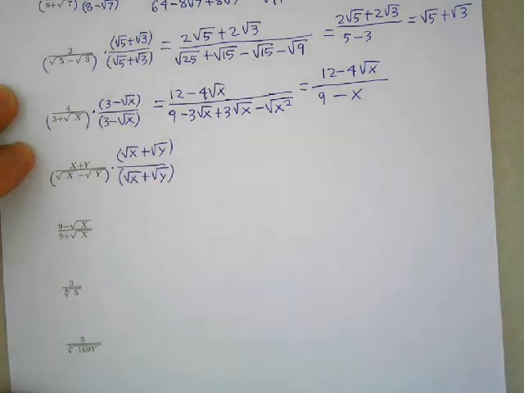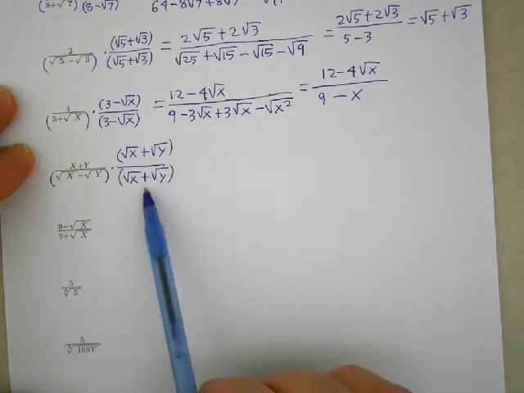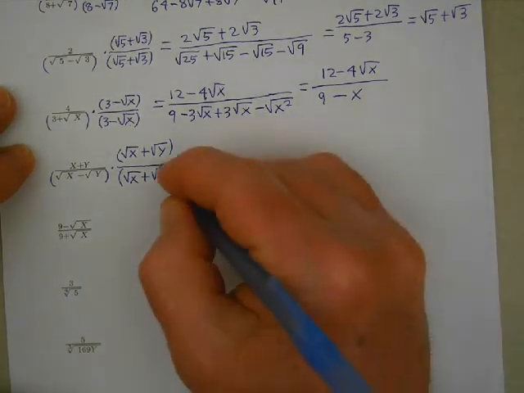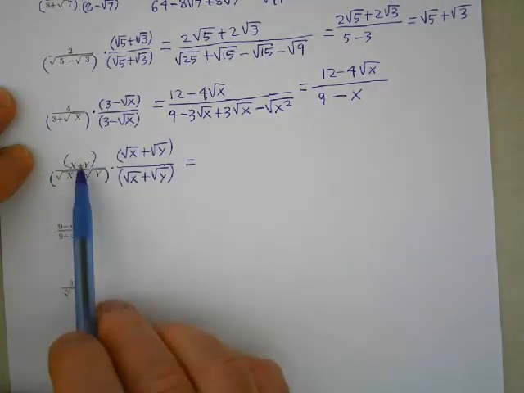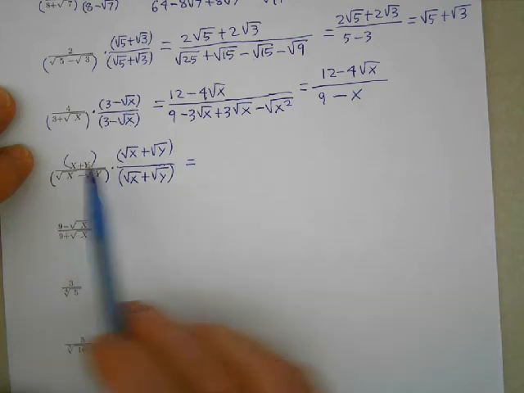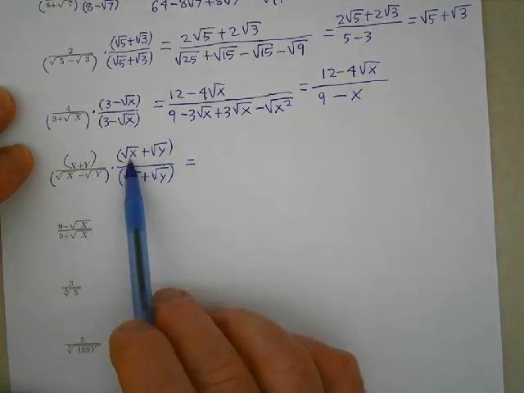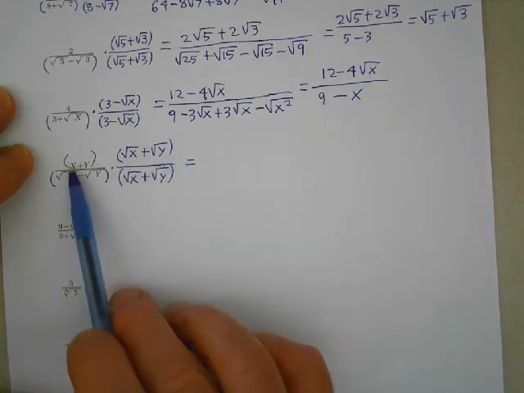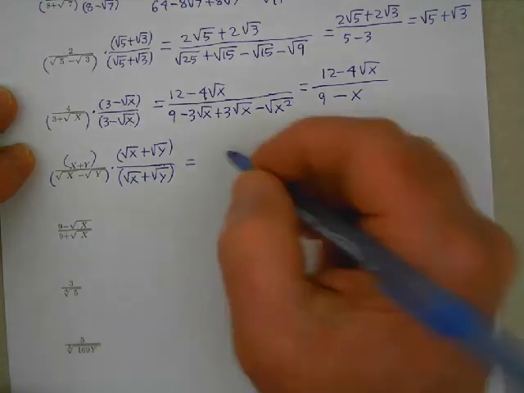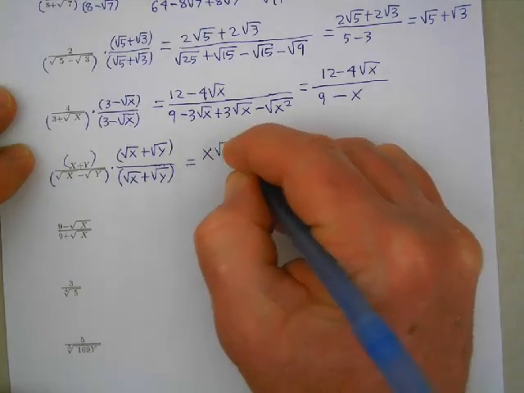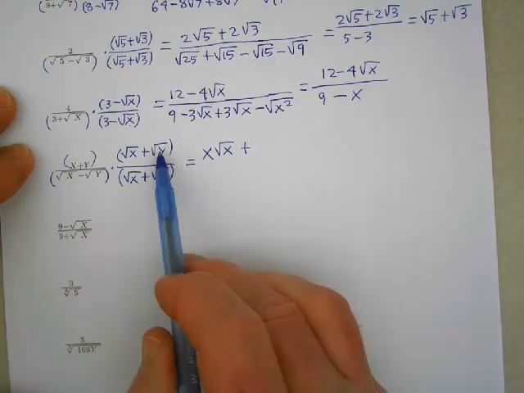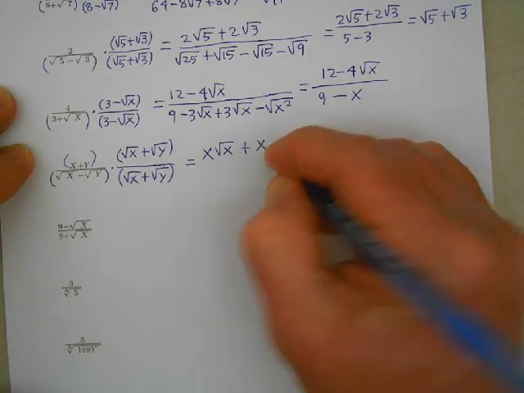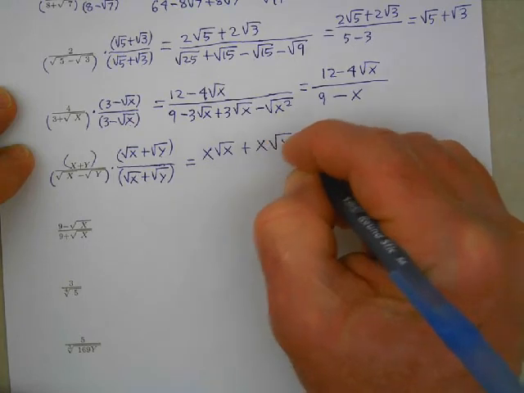In other words, we're just multiplying by 1. Okay, so in the numerator, we have to multiply x plus y times the square root of x plus the square root of y. So x times the square root of x is x times the square root of x. And then we have to add that to the square root of x times the square root of y, x times the square root of y.